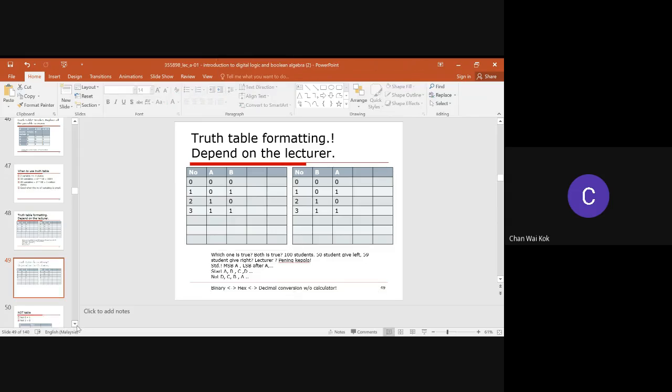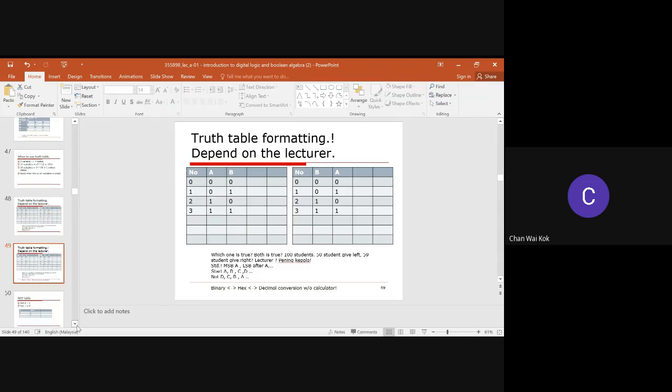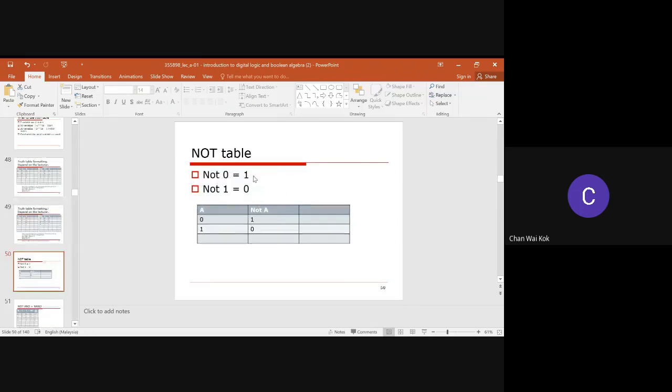Then you also have the NOT table. NOT 0 is 1, NOT 1 is 0. So that is A, and NOT A is this one. Normally they have a symbol for NOT A.